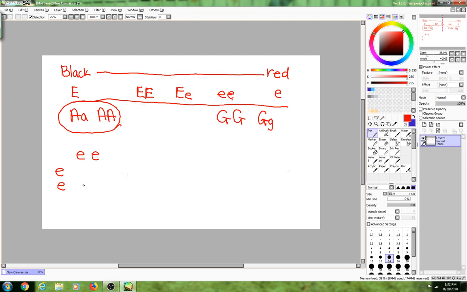I don't even have to draw the Punnett square. You guys know this. E to E, E to E, E to E, E to E. You have a 100% chance of producing red horses. Red to red always produces red. It doesn't matter if that horse carries agouti. It isn't going to affect anything until you reintroduce black.